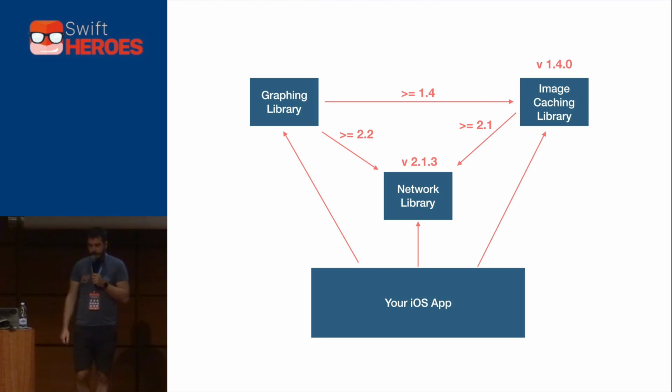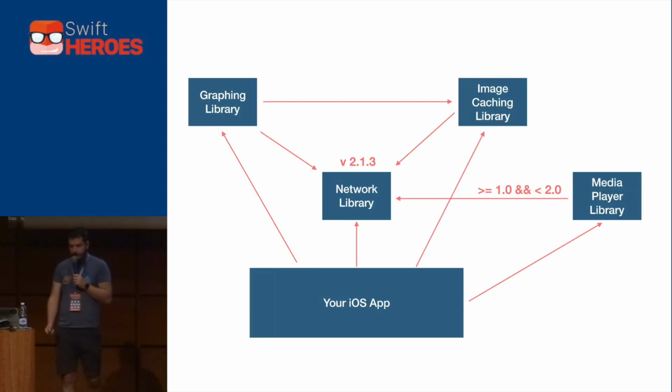But that's OK. We can do that. But then you get to the case where at some point in the future you want a media player library, let's say to play back some videos in your app. This is quite an old library, but it still works and still compiles. But the media player library actually relies on the network library. But because it's old, it requires version 1.0 up to, but not including, 2. So you have a dependency conflict here, which means that you can't compile your code because your media player library relies on an older version of the network library. And so you have to work out how to solve these issues.